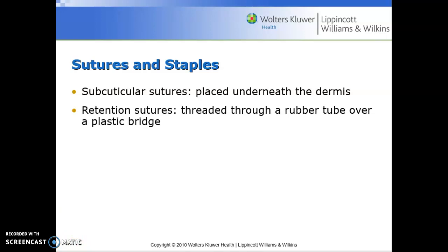The retention suture is threaded through a rubber tube over a plastic bridge. These tend to be deep, and they tend to go down into the muscle and provide more support. So if it's a large open surgical wound, there's many different reasons why they would use the retention sutures. But if they're fearful that this area is large and it may pop back open, they'll do this retention suture, and it goes deep into the muscle, and it's larger and it holds better. That way they don't have to worry about something popping open or something happening that shouldn't happen.